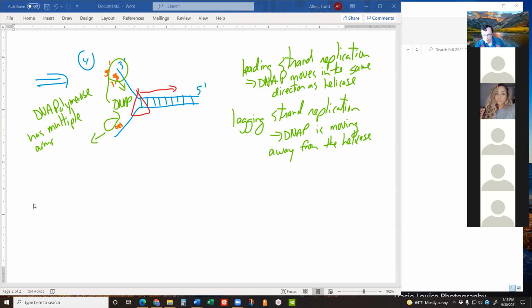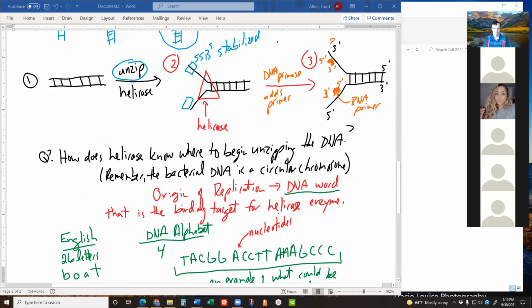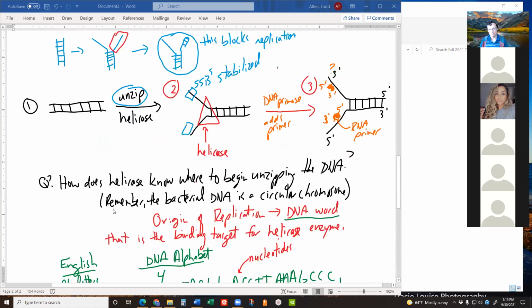I actually had one question. In the drawings that we did, are the SSBs in between the RNA primer and the helicase, or are they after the primer?